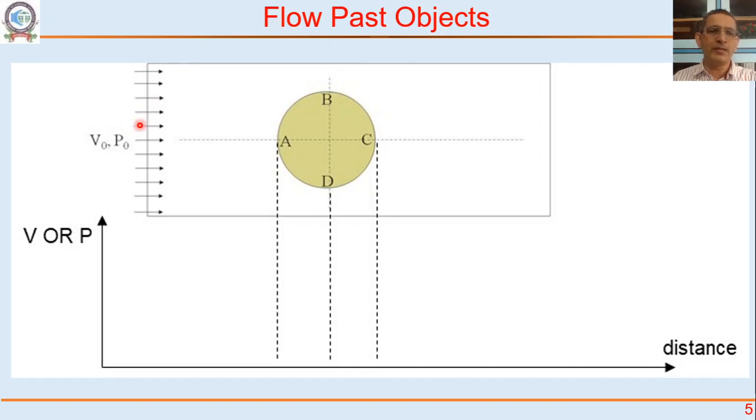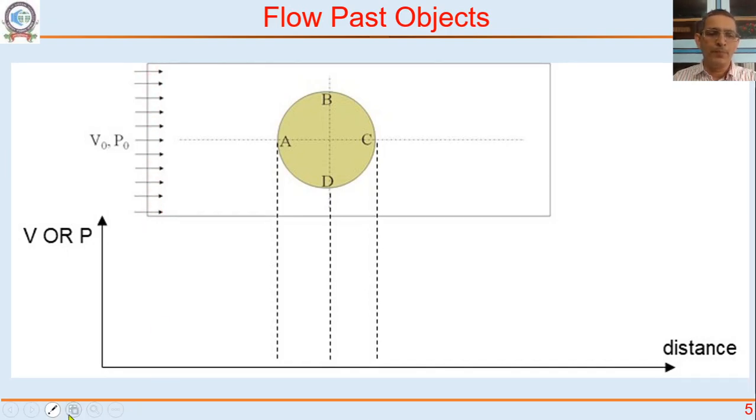Velocity vector means the direction of the arrow tells you the direction of the velocity, and the magnitude of the velocity is seen by the length of this arrow. So these lengths are all the same. That means the velocity is the same at all these locations, and it is in the same direction. So the velocity field is uniform.